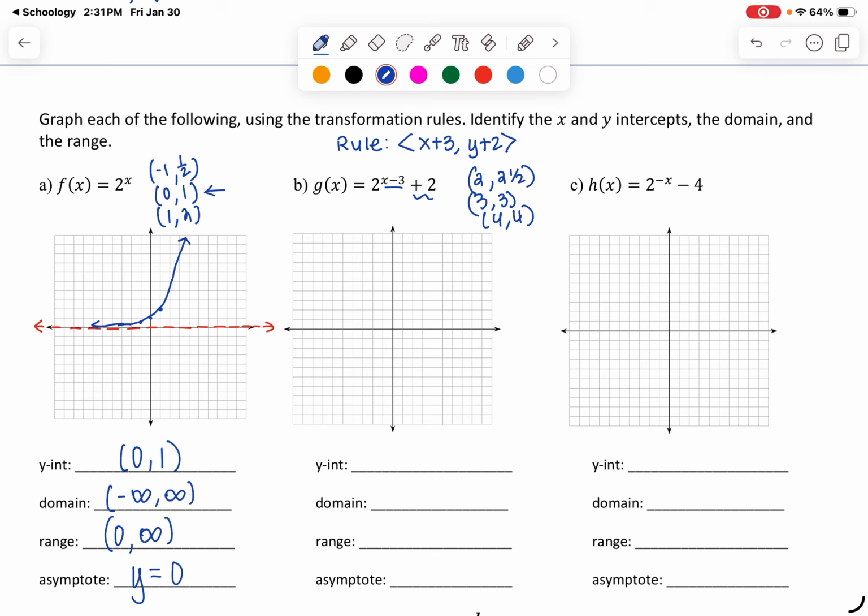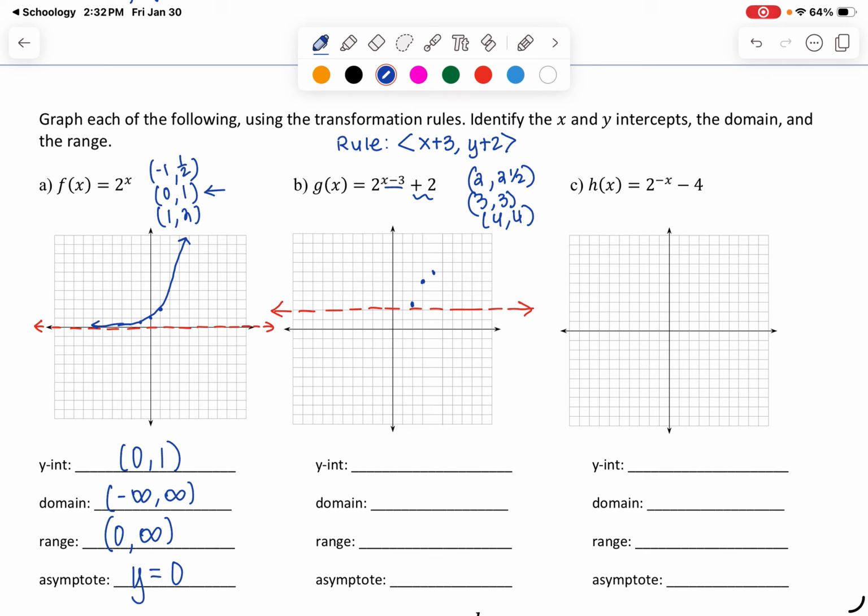All right, so I'm going to graph this new function. Now, my asymptote was at y equals 0, now it's at y equals 2. It's moved up 2. And then I can graph these points. So 2, 2.5, over 2, up 2.5, right there. 3, 3, over 3, up 3, right there, and 4, 4.